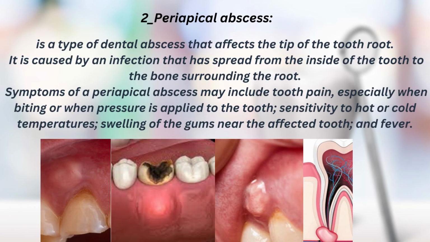Periapical abscess. Periapical abscess is a type of dental abscess that affects the tip of the tooth root. It is caused by an infection that has spread from inside the tooth to the bone surrounding the root. Symptoms of periapical abscess may include tooth pain, especially when biting or when pressure is applied to the tooth, sensitivity to hot or cold temperatures, swelling of the gums near the affected tooth, and fever.